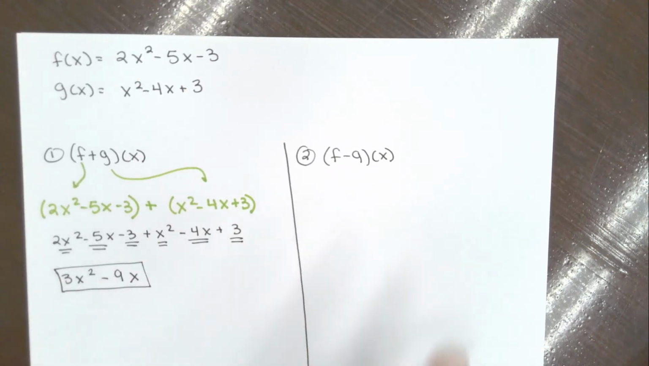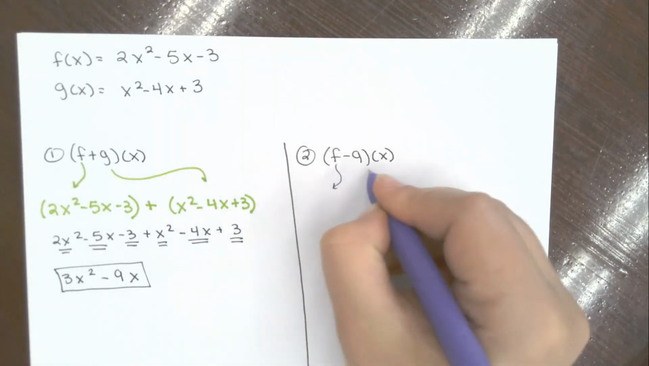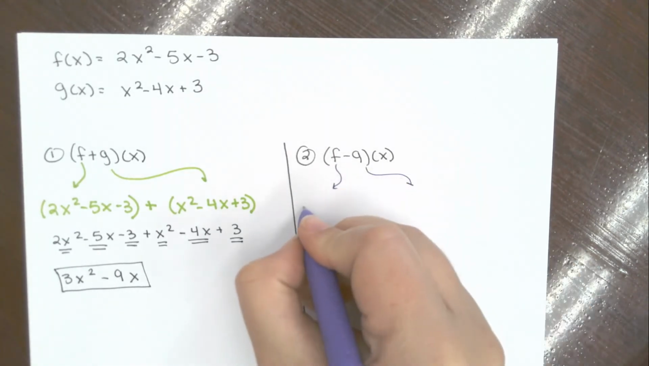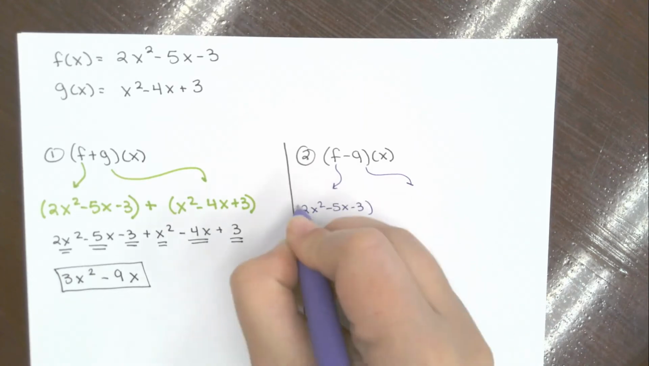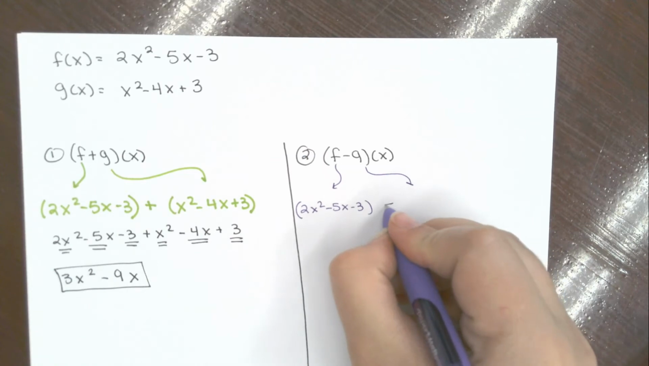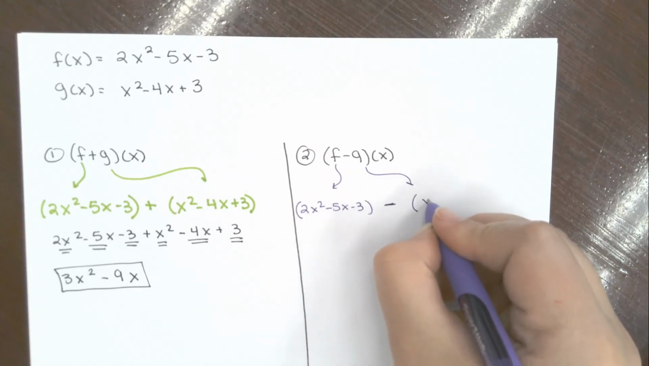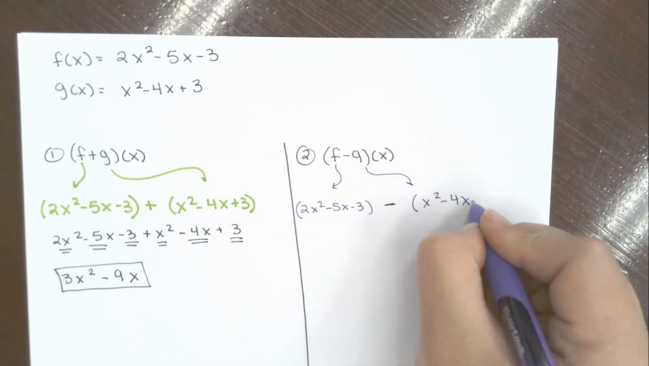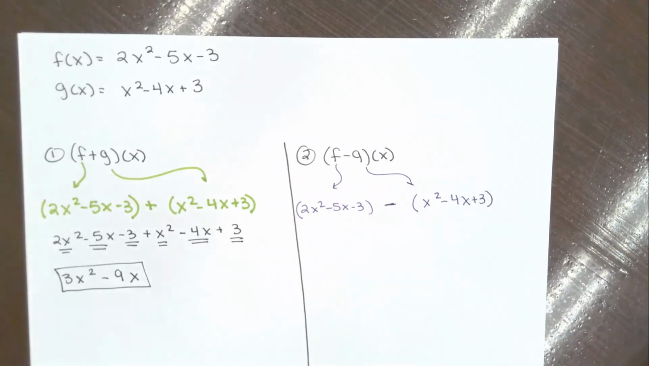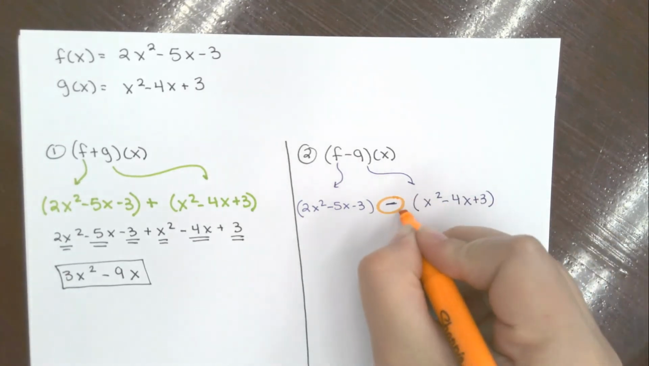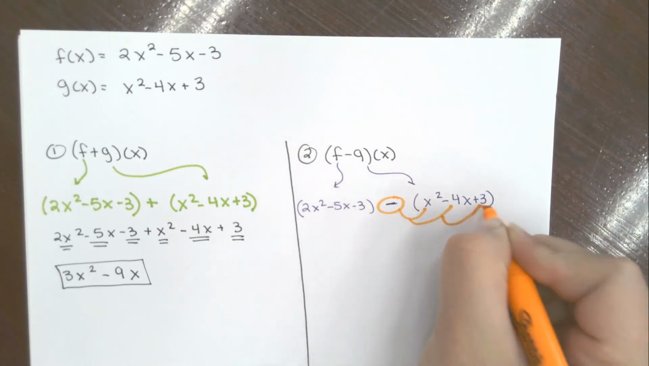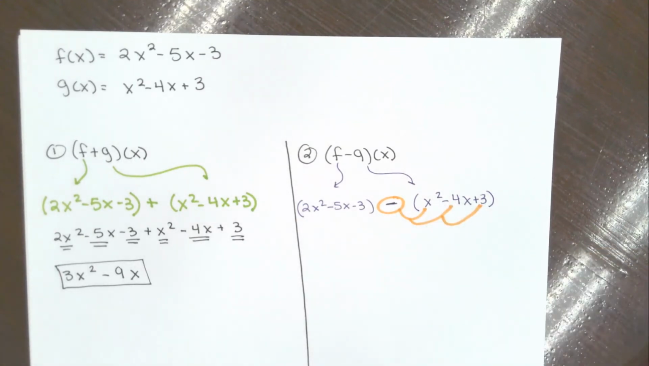Now for the second example, it's asking us to subtract. So we write out f, we write out g. F is 2x squared minus 5x minus 3. Again, parentheses are really important. We're going to subtract that from x squared minus 4x plus 3. Because we have the distribution occurring, we need our bubbles, we got to do the arrows, what I call them.